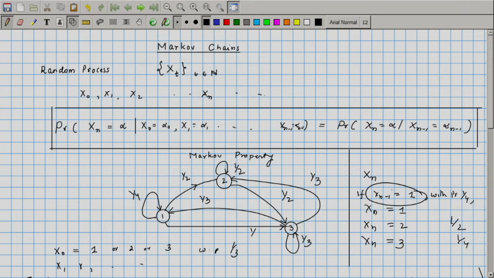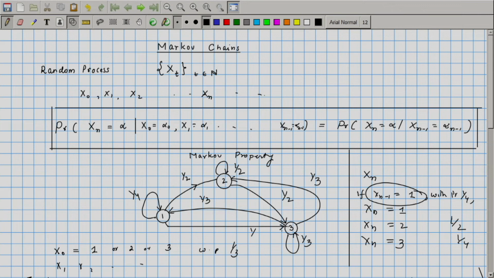If xn minus 1 was 2, then with probability half, xn is going to be equal to 1, and with probability half, it is going to be equal to 3. If xn minus 1 was 3, then with 1/3 probability, xn can take the values 1, 2 and 3, with 1/3 for each of these. So, this sequence of random variables is well defined, and the probabilities that they take particular values are also well defined. You can verify that this indeed satisfies the Markov property.